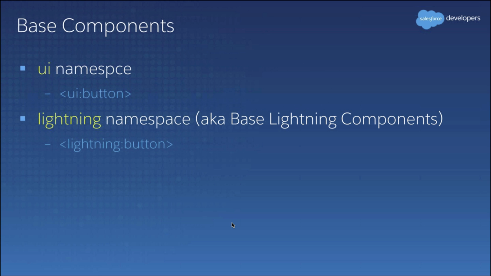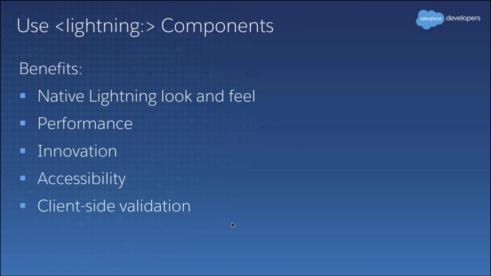Talking about UI components, as you may know, there are really two packages or two namespaces, two sets of UI components available with the Lightning Component Framework. The first set of components is in the UI namespace, so ui:button, for instance. These are the components that we released initially as part of the Lightning Component Framework. And then there is the new set of components called the base Lightning components that live in the Lightning namespace. So for instance, lightning:button. The general guideline here is to use the Lightning namespace.